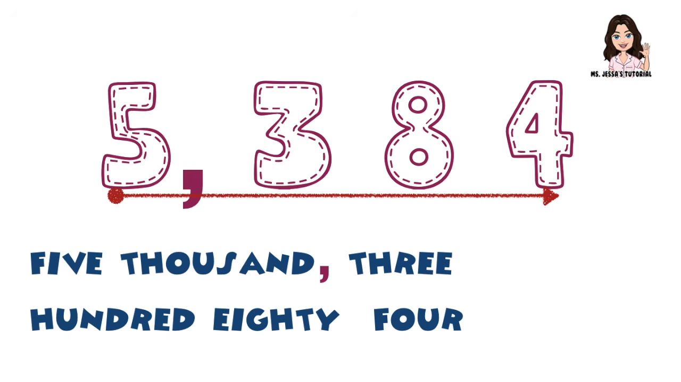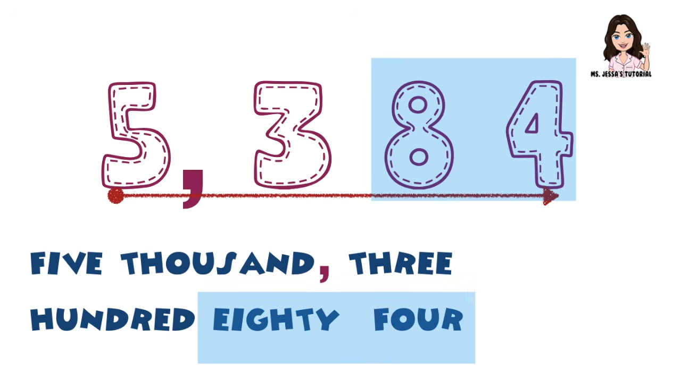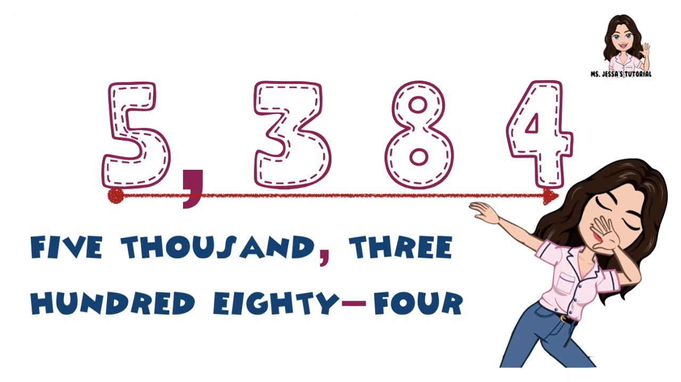How about the hyphen? Since we only have 5 and 5 is only one word, so we don't need to use hyphen for that. While at the units period, we have 84 and 84 is two words, so that means we are going to use hyphen between them. That is the correct way in writing 5,384 in words. So children, read the number louder. 5,384. That's correct.